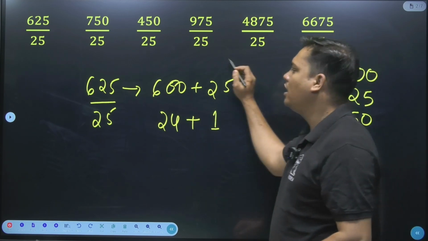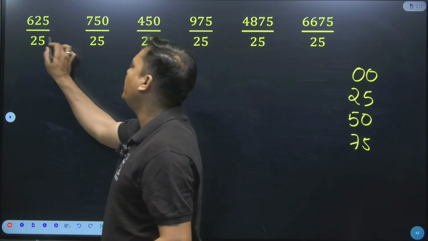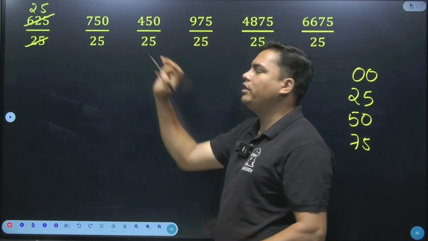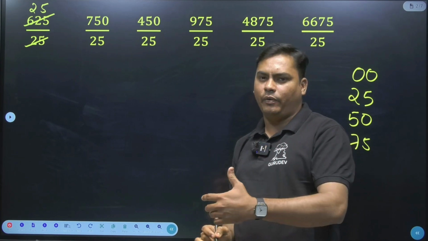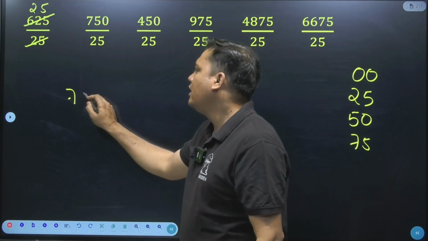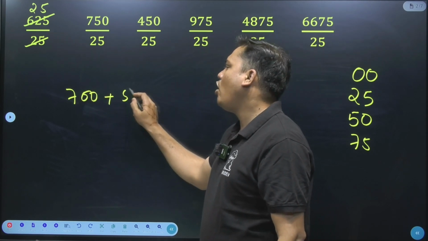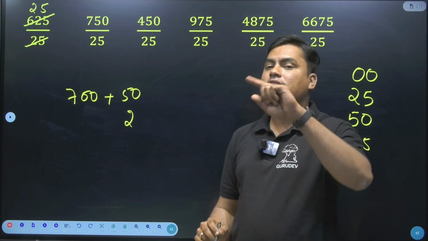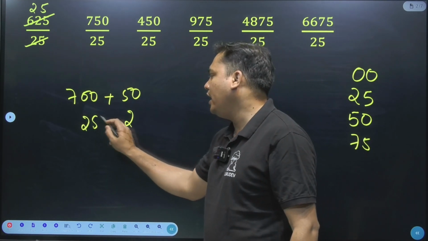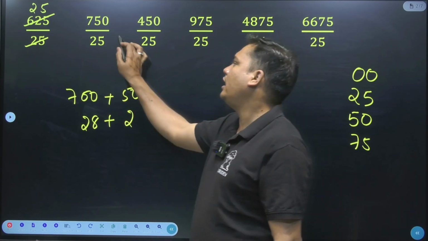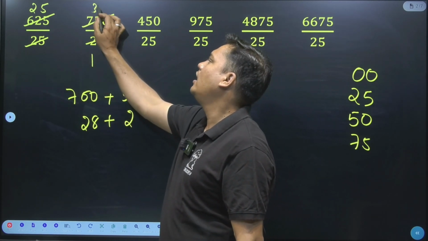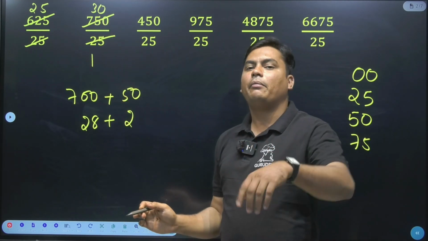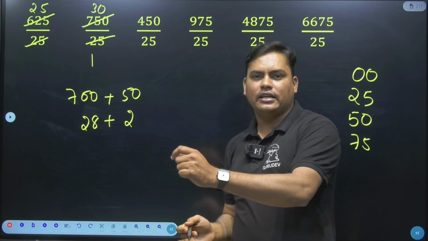I think everyone is understanding the point. So directly I can cancel: 25 ones are 25. If I go with the next one, 750 divided by 25, just by observation it is 700 plus 50. How many 25s are there in 50? 2. In 700, 7 4s are 28. That is 28 plus 2, that is 30. 25 ones are 25, 30s are 750. But to understand the complicated questions, we'll understand the same logic here.